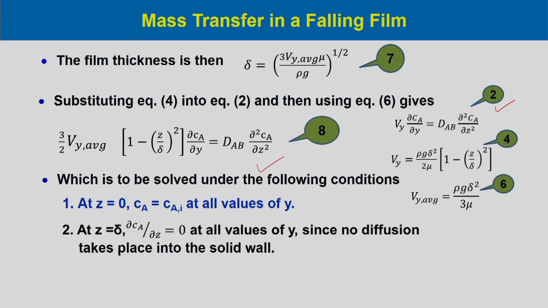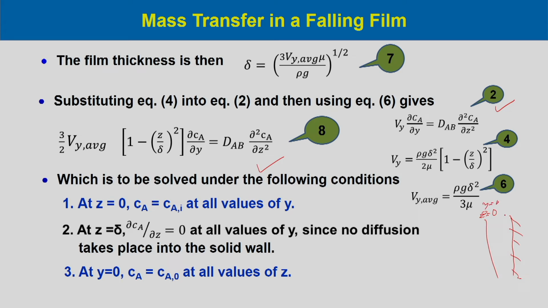At z is equal to delta, del C A del z would be 0 at all values of y, since no diffusion takes place in the solid wall. And then the third one is at y is equal to 0, C A is C A naught at all values of z. That means, when we take the falling film, it is at z is equal to 0 and y is equal to 0, it is at z is equal to delta.